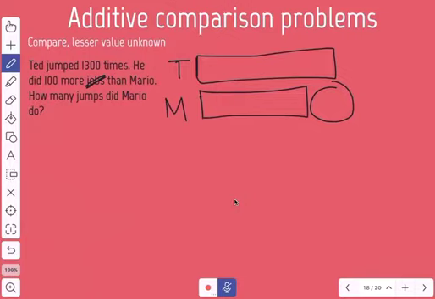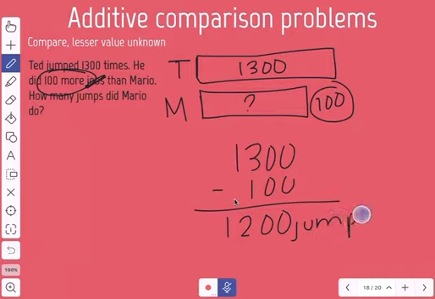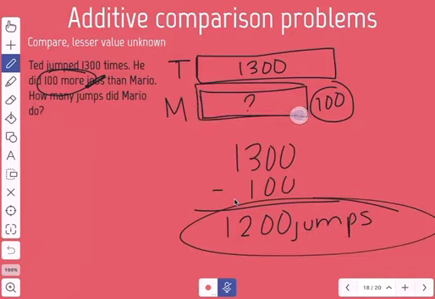Now, which numbers do I know? I know Ted jumped 1,300 times. I know he did 100 more. So that's the comparison words or the difference words. But I want to find out Mario. So I know that I can do 1,300 minus 100 to get my answer, which will be 1,200 jumps. So that's an example of where the lesser value is unknown.